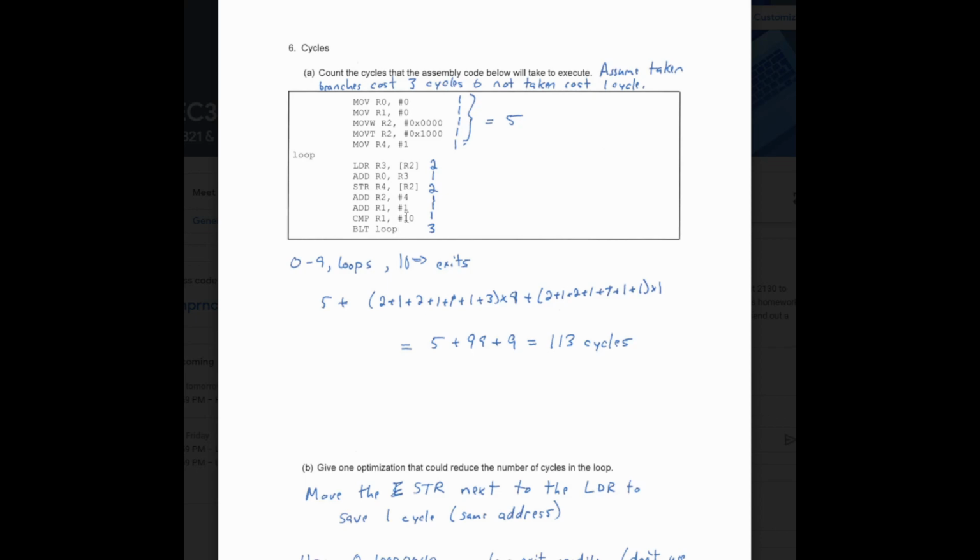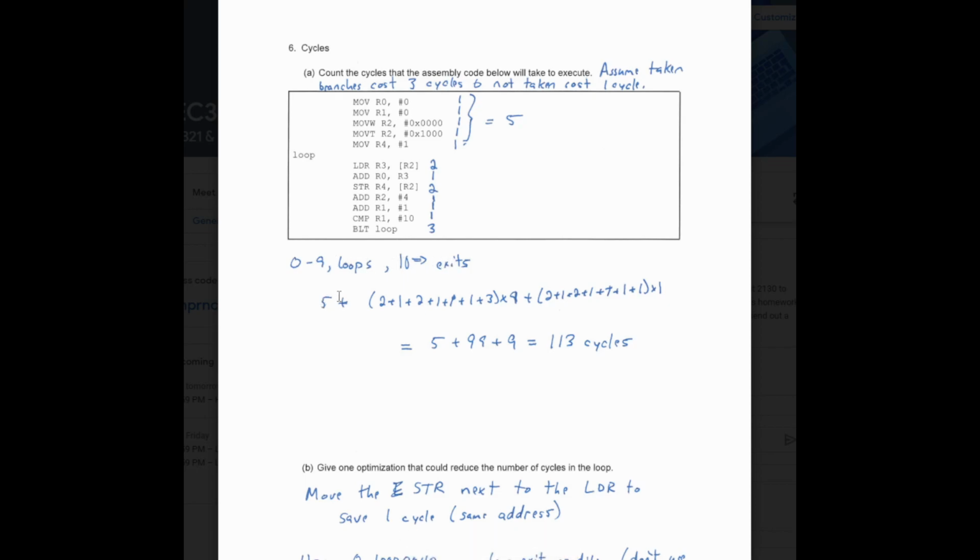So it's 1 is less than 10, 2 is less than 10, 3 is less than 10, 4 is less than 10, 5 is less than 10, 6 is less than 10, 7, 8, 9 is less than 10. So we do 9 iterations where we branch less than. On the 10th iteration, we are going to not branch less than because we added 1 to R1. It's now 10. We compare against 10. That is not less than 10. And so we're going to exit on the 10th iteration. So that's what the math here is basically, 0 to 9 loops, 10 exits.